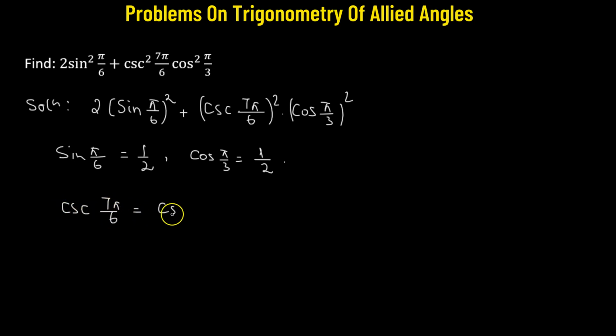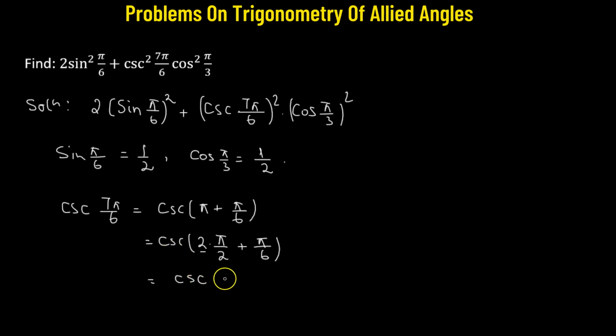Now what we can do is break it down as cosecant of pi plus pi over 6. So pi plus pi over 6, that's 7 pi over 6. But there's a reason why we've written it in this particular fashion. Now pi can be written as a multiple of pi over 2, as 2 times pi over 2, plus pi over 6. So here we have an even multiple of pi over 2. So whenever we have an even multiple, cosecant is going to remain as cosecant. So we have cosecant of pi over 6.